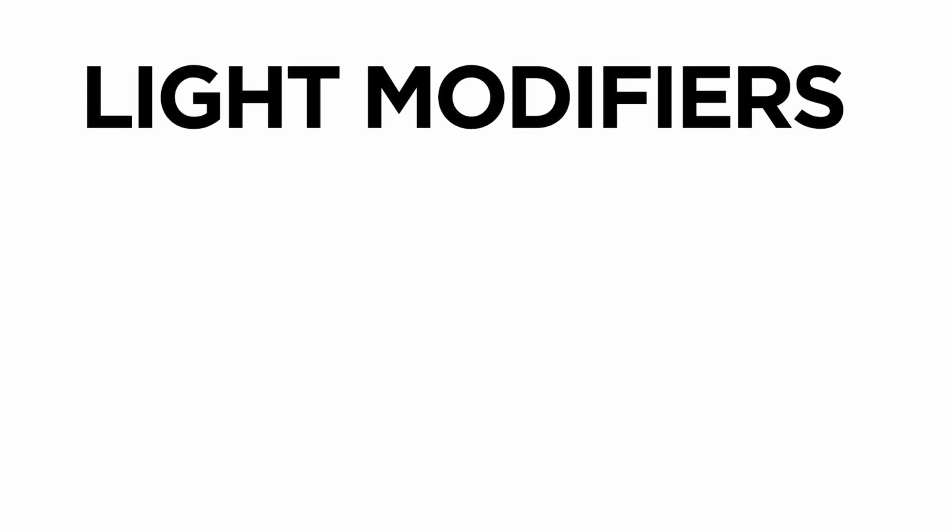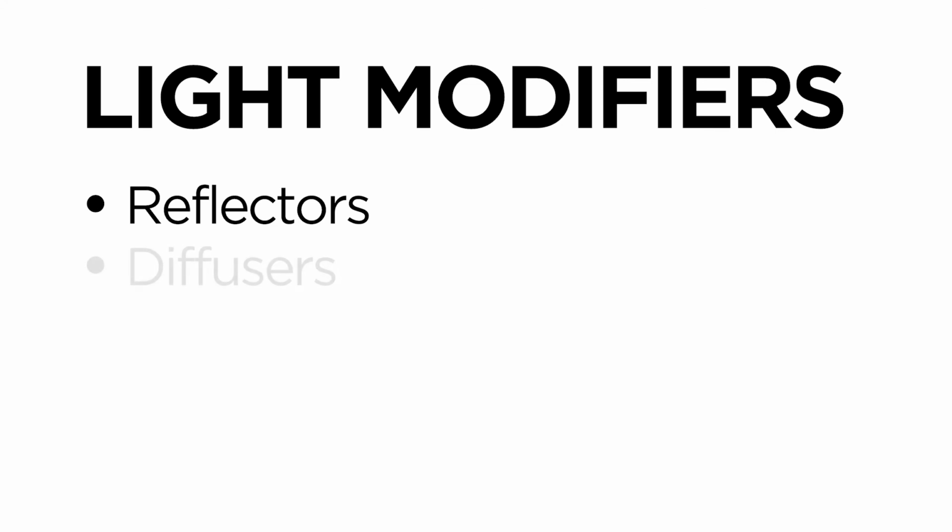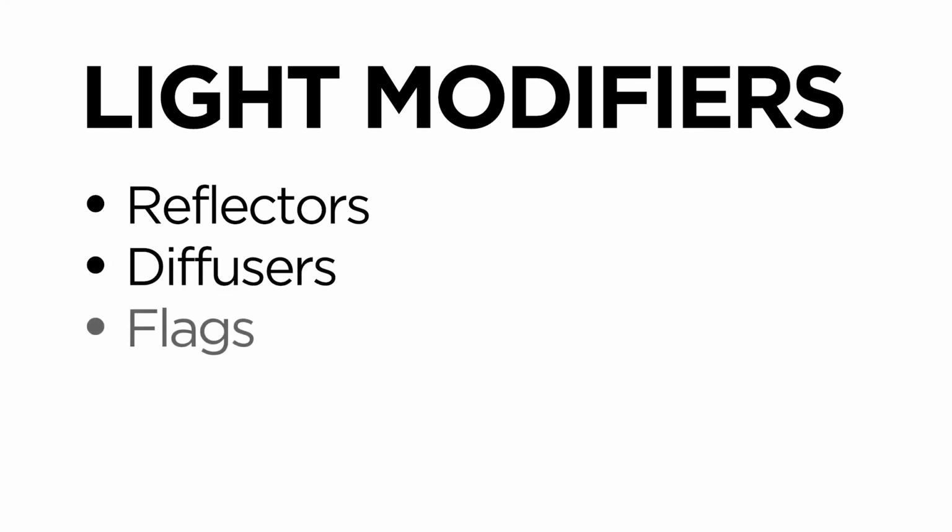So that brings us to light modifiers, ways to shape and change light, to change the quality of the light, and there's 3 of them. The 3 are reflectors, diffusers, and flags. So a tiny bit about each.